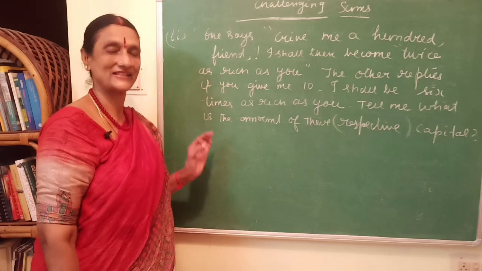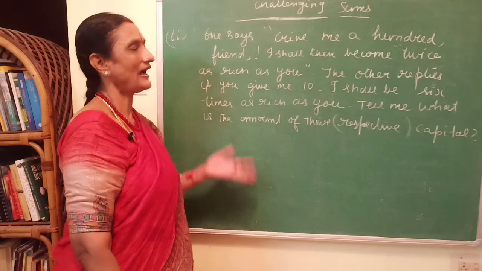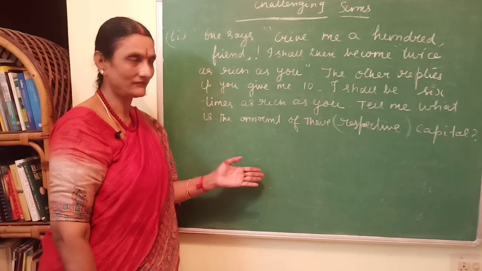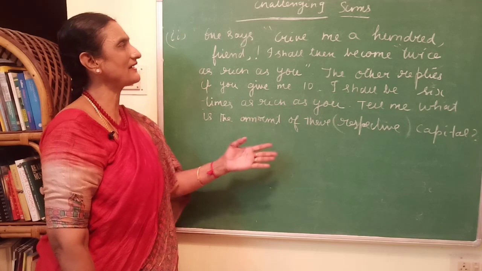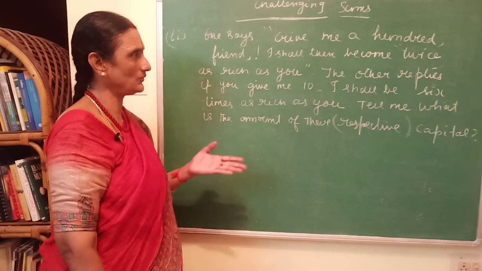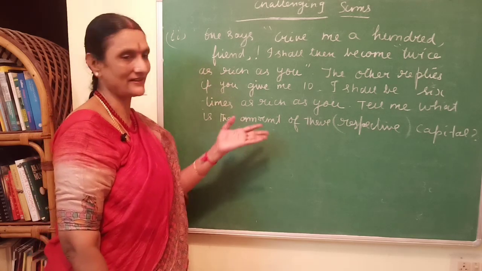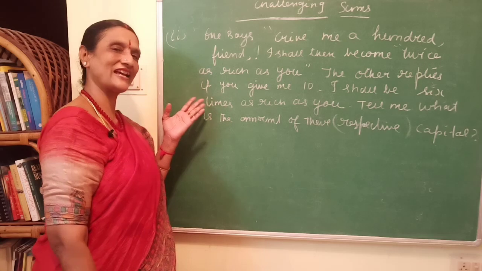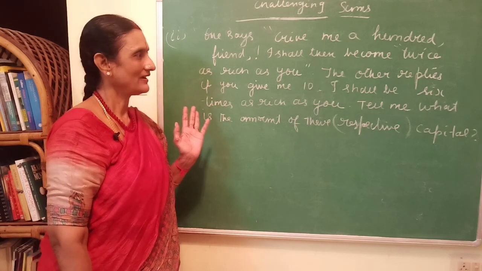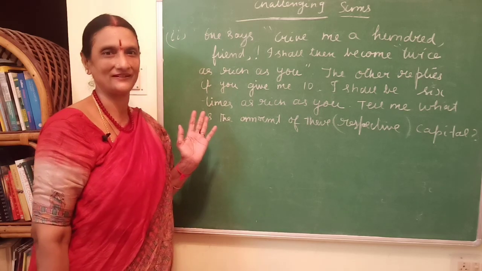Please read once again. Rereading is very, very important in case you are not able to understand. You take down the sum. One says, give me 100, friend, I shall then become twice as rich as you. The other replies, oh, you give me 10, I shall be 6 times as rich as you. Tell me what is the amount of their respective capital.